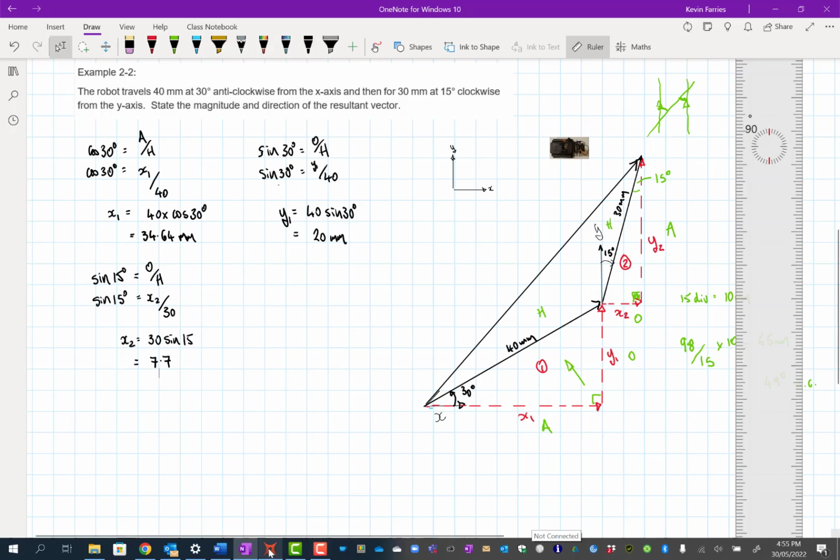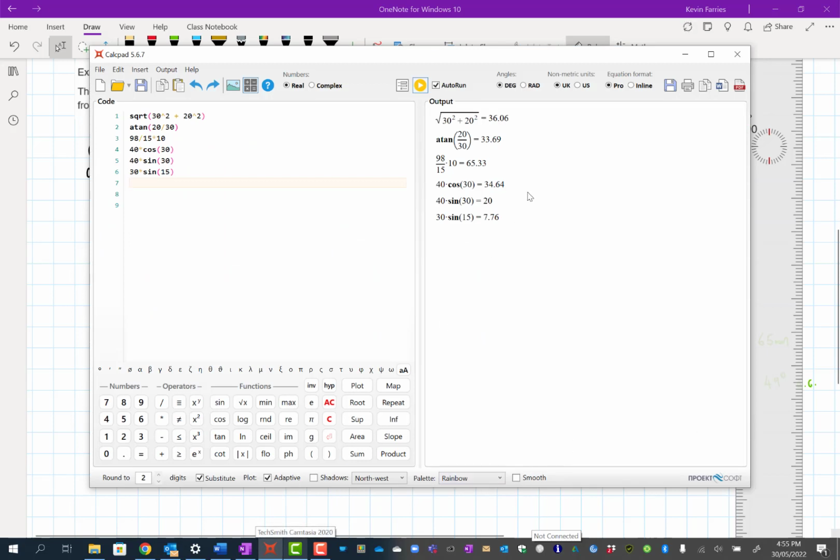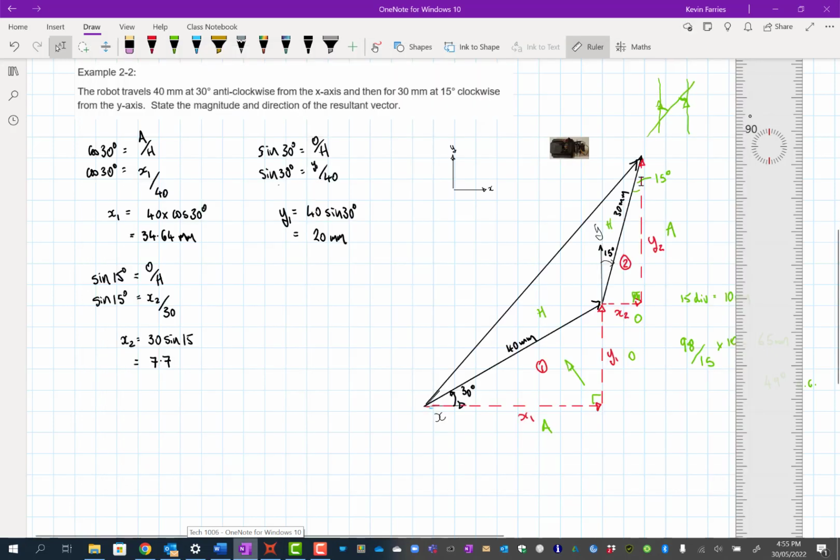And what I might just do, because I was keeping a few more decimal places for the other one, so 7.765, 0.76. I'll just keep 4 significant figures for now, just so I get a more accurate answer at the end.